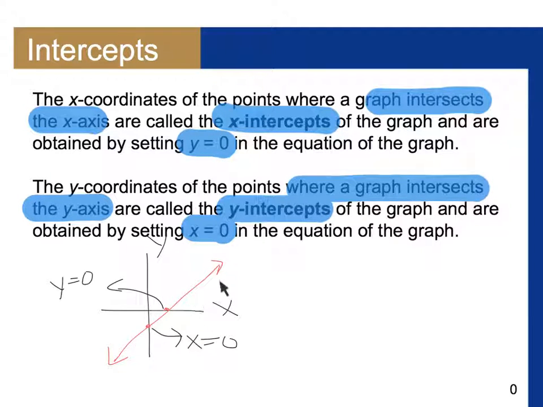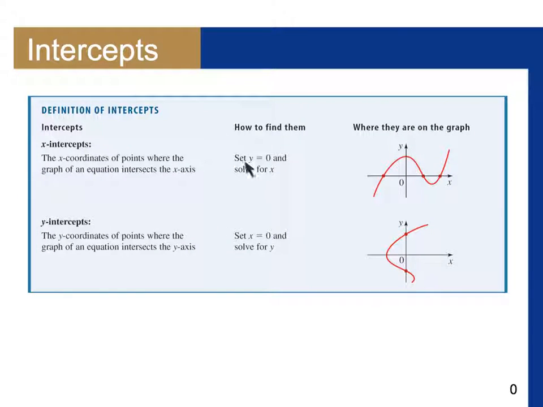So let's say we have this red line here, and here's my x-axis. When it crosses the x-axis, my y is 0, and when it crosses the y-axis, my x is 0. So all we have to do is set the opposite variable equal to 0 to get the intercept. For the x-intercept, set y equal to 0. For the y-intercept, set x equal to 0, and then solve for y.